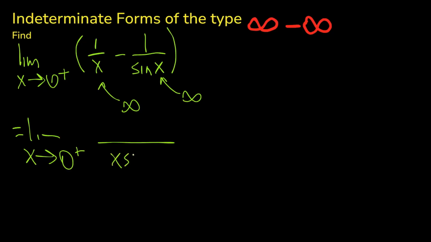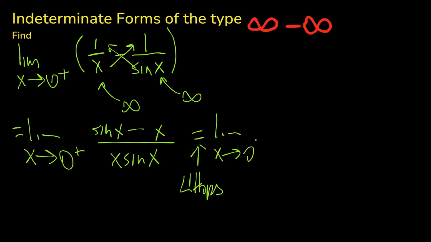So we would have x sine x, and if we cross multiply like this, we'd have sine x minus x. Now, if we let x approach 0 from the right, we would have an indeterminate form of the type 0 over 0. We apply L'Hopital's rule. The numerator is going to be cosine x minus 1. The denominator, we would have to use the product rule. So first times the derivative of the second plus second times the derivative of the first.